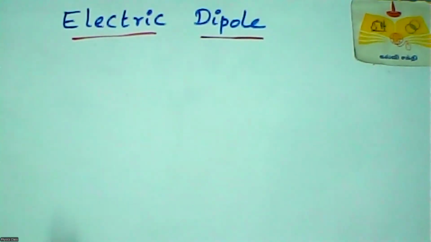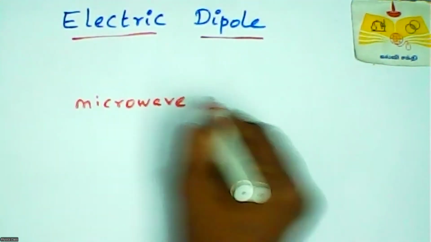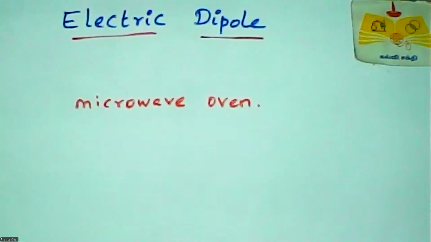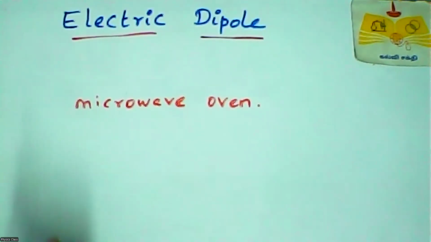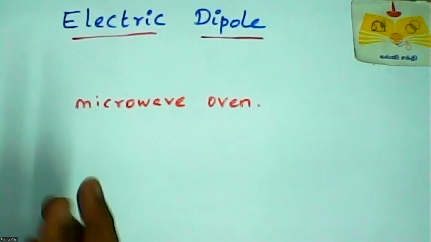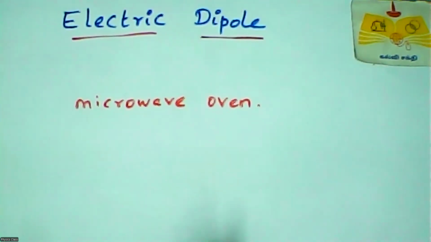Before we dive in, let's talk about something we use every day. Yes, that is the microwave oven. Have you ever wondered how it heats up your food so fast? Think about it. How does the microwave oven heat up your food so fast?